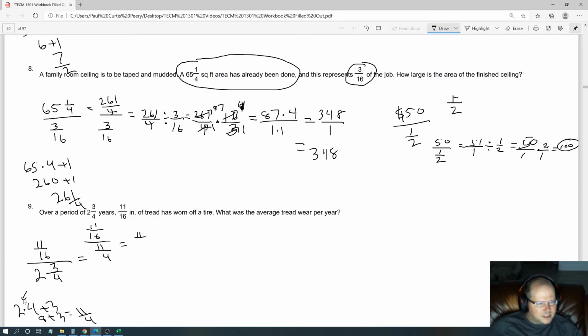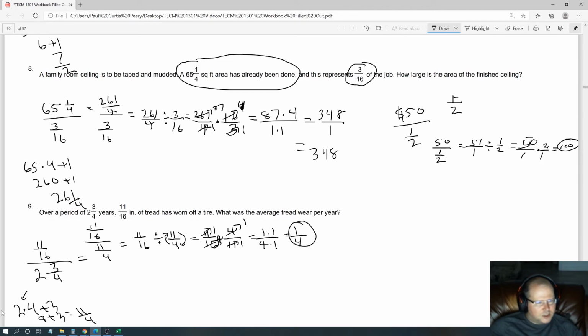So you're going to have now 11/16 over 11/4. That is the same as saying 11/16 divided by 11 over 4, which is the same as saying 11/16 multiplied by the reciprocal of 11/4. The reciprocal is where you flip the numerator and the denominator. Here I can divide 4 and 16 by 4. That leaves me a 1 on top and a 4 on the bottom. 11 divided by 11 is 1, in both cases. So that leaves you 1 times 1 on top, and a 4 times 1 on the bottom, which is 4. So that gives you 1/4.